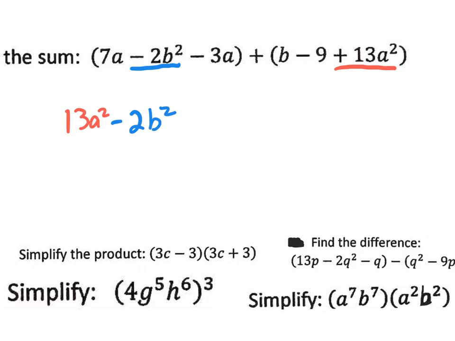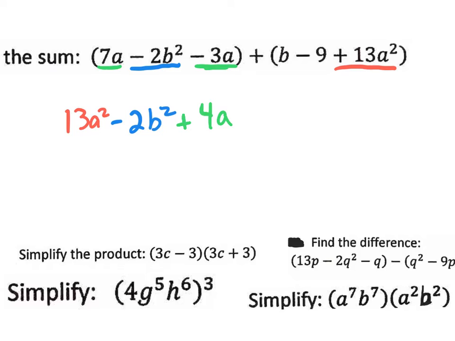And then we move on to the a's, regular a's. And do we have any regular a's? Yeah, we have a regular a right here and right here. So we could combine the 7a with the minus 3a. And let me do that. Combine the 7a with the minus 3a, and we will get a positive 4a. Again, we're just combining, not multiplying, so exponents do not change.